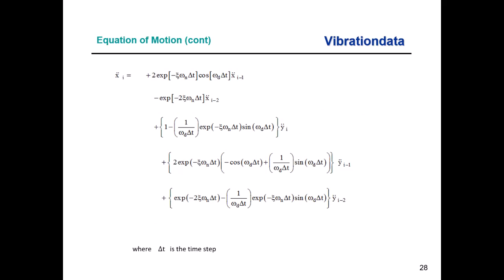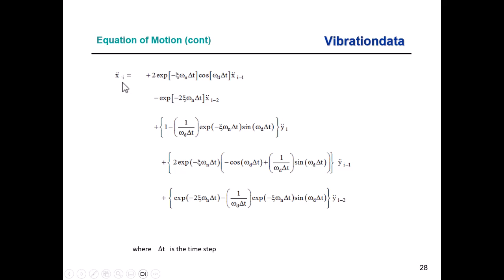Well, here is the famous Smallwood algorithm. I'm not going to call out each of those terms one by one like a professor would at a university. But x double dot sub i is the absolute acceleration at time step i, or time index i.